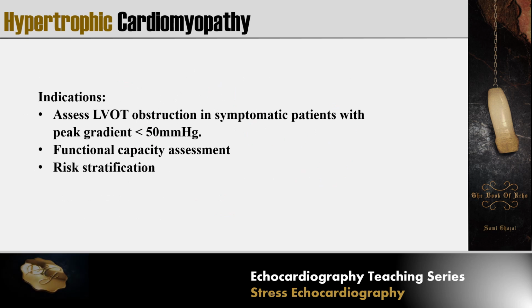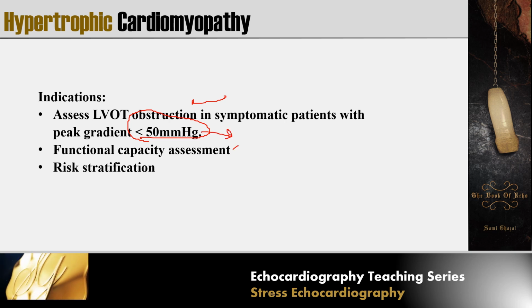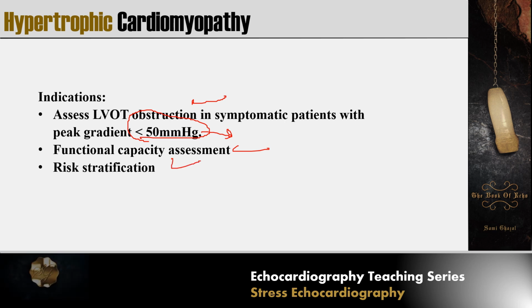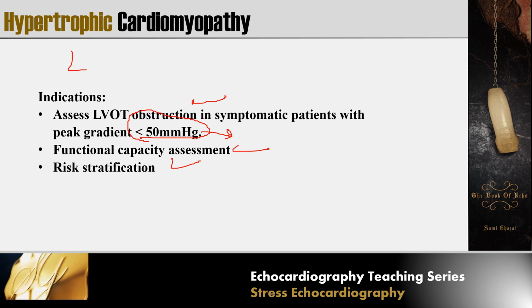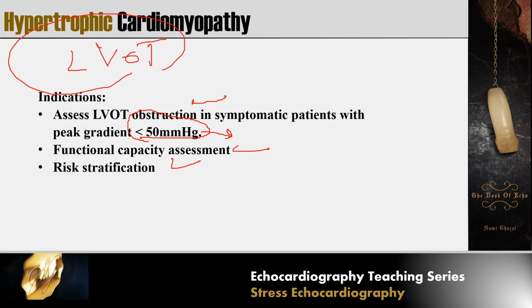Now for hypertrophic cardiomyopathy, the indication is assessing for LVOT obstruction in a symptomatic patient with a peak gradient of less than 50. So the patient is symptomatic, and you want to find out if with exercise the gradient can be more than 50. Also, you're assessing functional capacity and for risk stratification. Exercise is the only accepted stressor. Dobutamine has no role here. It is not physiological and it can cause LVOT obstruction even in normal people.